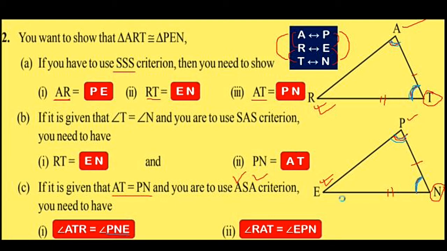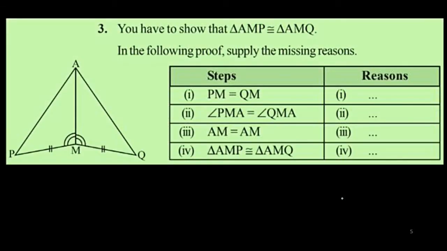Question number 3. You have to show that triangle AMP, let it be triangle 1, is congruent to triangle AMQ, that is my second triangle. In the following proof, supply the missing reasons. PM is equal to QM. Why? Because it is given in the question.